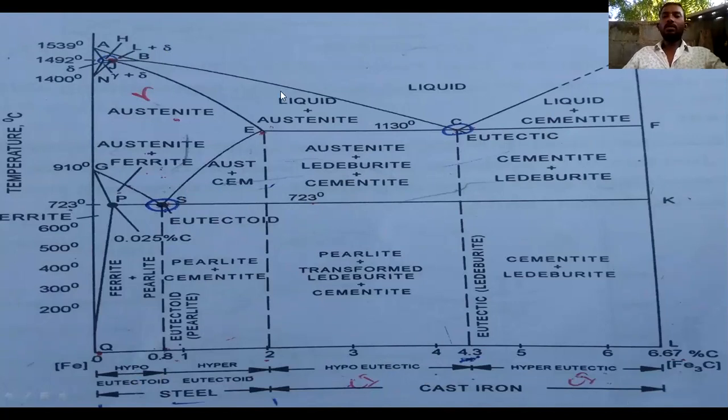These terms are very important. Two marks question: What is steel? In the iron equilibrium diagram, the carbon content 0 to 2% we can call as steel. What is cast iron? In the iron equilibrium diagram, the carbon content 2 to 6.67% is called as cast iron.